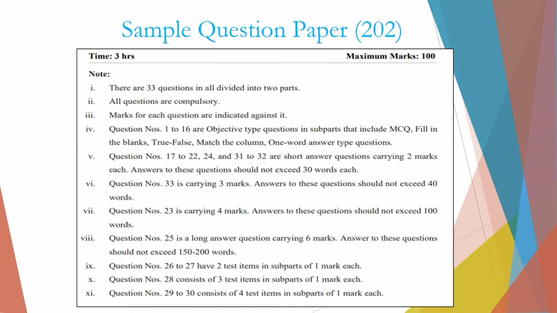Question numbers 26 to 27 have 2 test items in subparts, 1 mark each. Question number 28 consists of 3 test items in subparts of 1 mark each. And question numbers 29 to 30 consist of 4 test items in subparts of 1 mark each. So whether it is a 2-mark question or a 3-mark question or a 4-mark question or a 5-mark question in the objective part, you will have an equal number of subparts. That means each subpart will carry 1 mark, whether it is a 2-mark, 3-mark or 4-mark question. I think I have explained all this question paper design to you.